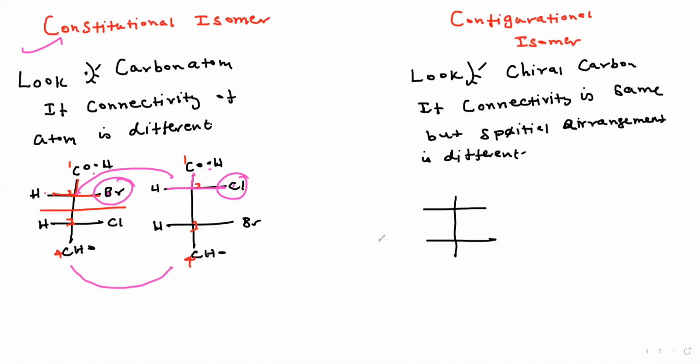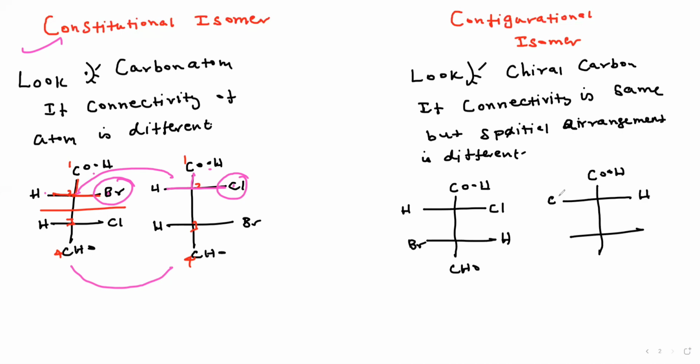Here same. Here COH group. Here CH. This portion Cl. Here H. Here Br. Here H. Okay, I take this one. Now see. Here COH. Here H. Here Cl. Okay. Here Br. Here H. Here CH. Okay.